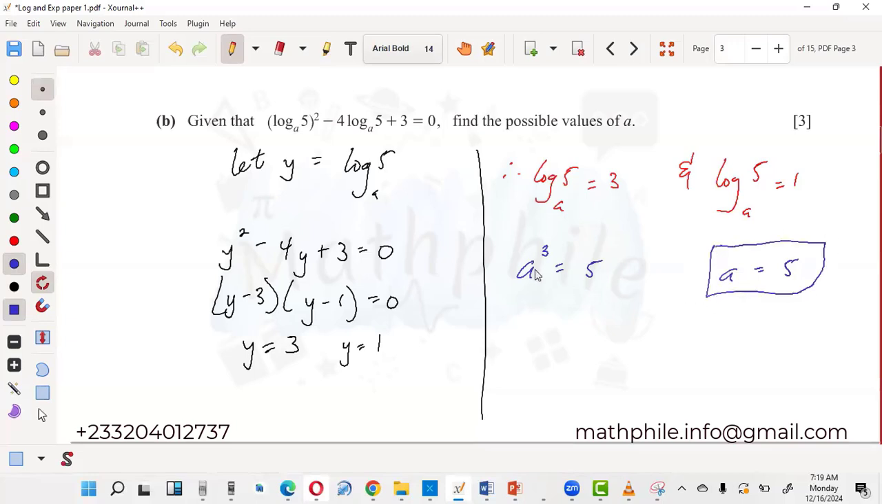Now, the next thing to do is to get rid of the cube over there. Just like if you've got a squared equals to 4, what would you do to get rid of the square? Take square root. So if this is cube, then I should take cubic root. So taking cubic root of both sides, we can say that a equals the cubic root of 5.